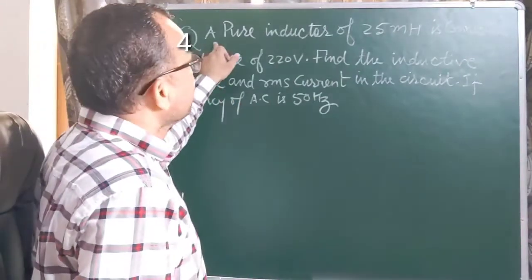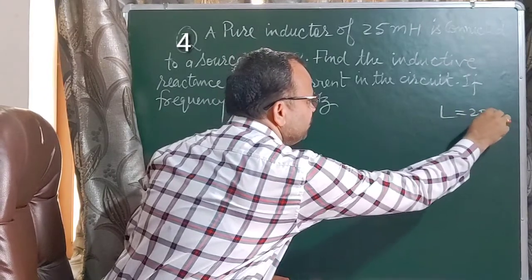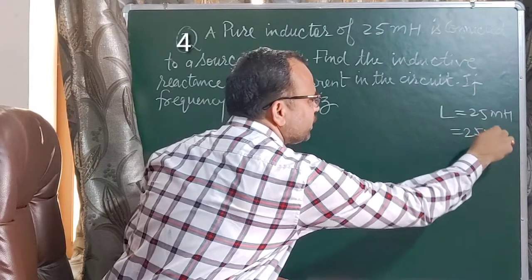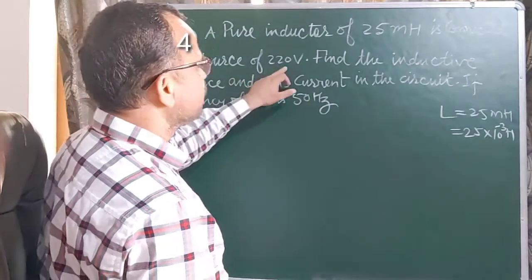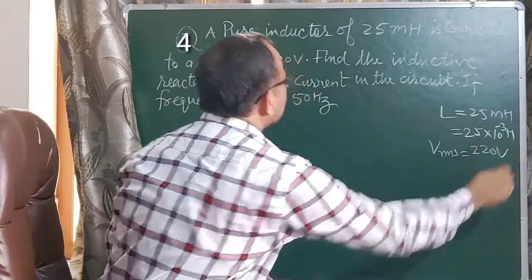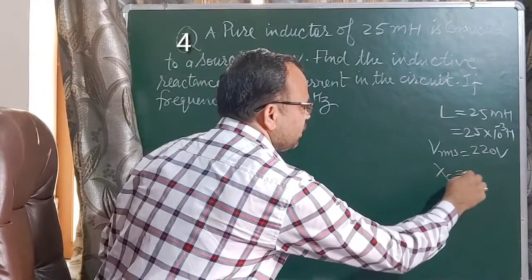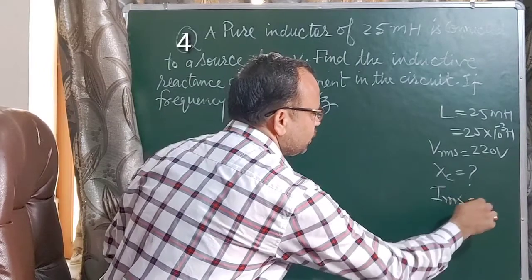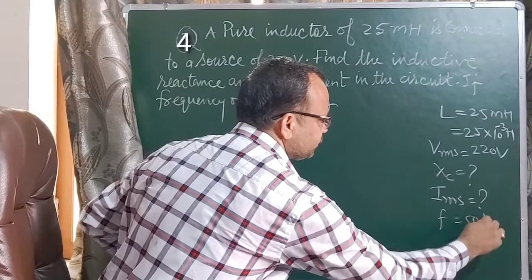Now note one more problem. A pure inductor of 25 millihenry, means L equal to 25 millihenry. As we know, millihenry means 10 to the power minus 3, so 25 into 10 to the power minus 3 henry, is connected to a source of 220 volt, which means VRMS is equal to 220 volt. Find the inductive reactance XL and the RMS current IRMS. The frequency of AC is given as 50 hertz.